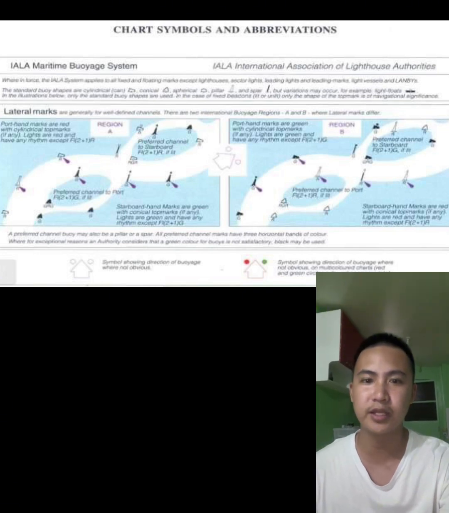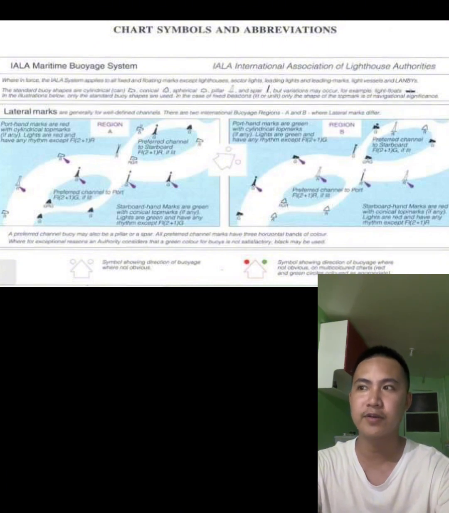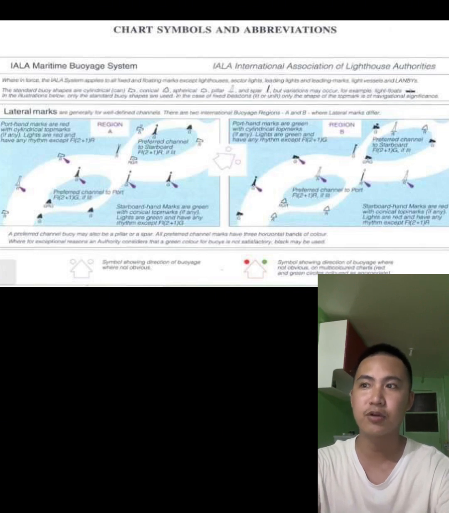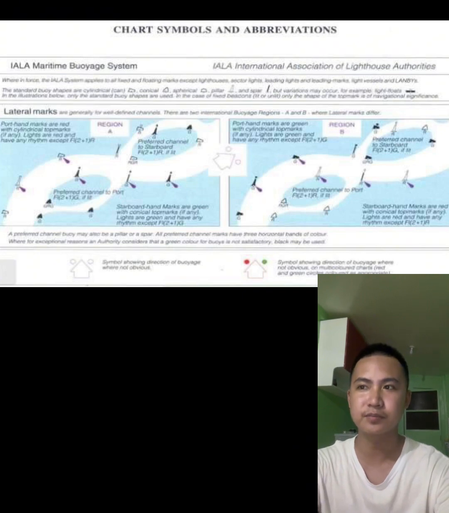These belong to Region A. In Region A, preferred channel to starboard is Fl(2+1)R if lit. Preferred channel to port is Fl(2+1)G if lit. Starboard hand marks are green with conical top marks. If any, lights are green and have any rhythm except Fl(2+1)G.